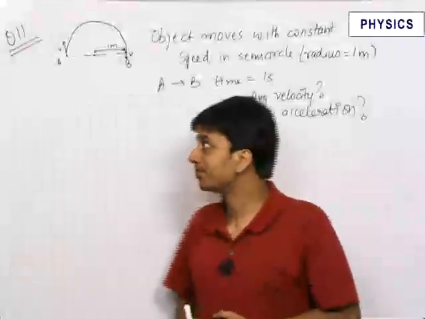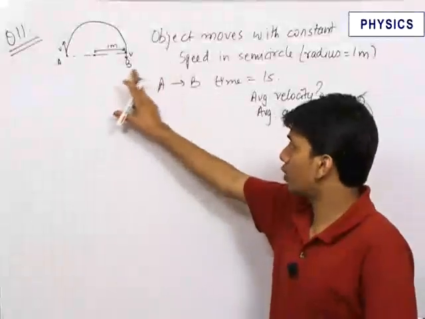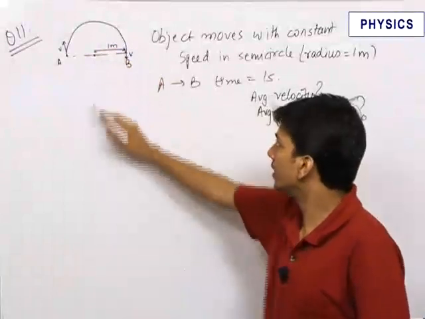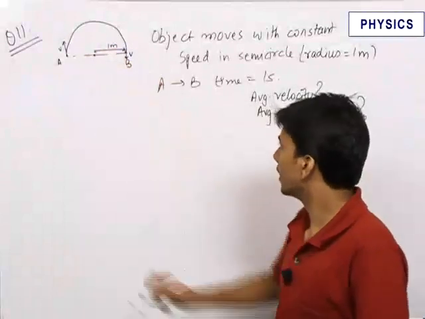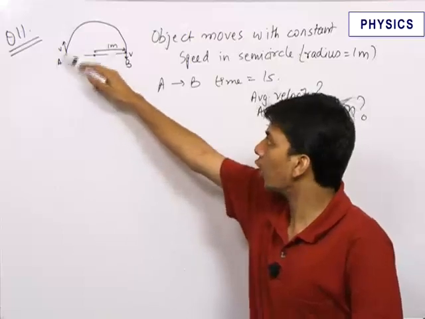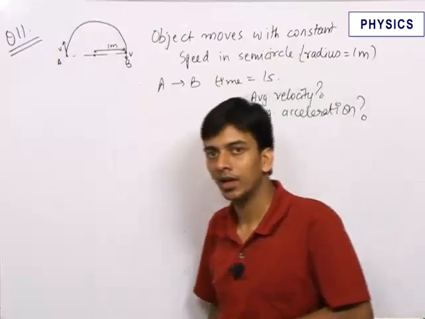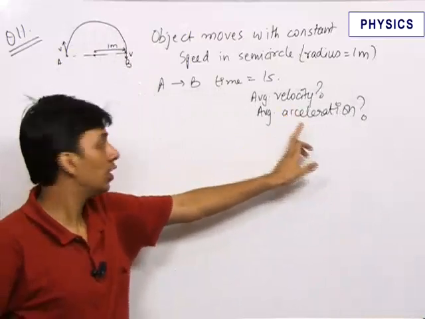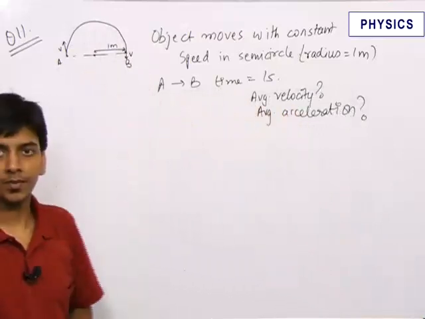In this question, an object moves in a semicircular path with a constant speed. The radius of the semicircle is 1 meter. It goes from A to B along the semicircle in 1 second. We need to find out the average velocity and the average acceleration during its motion from A to B.